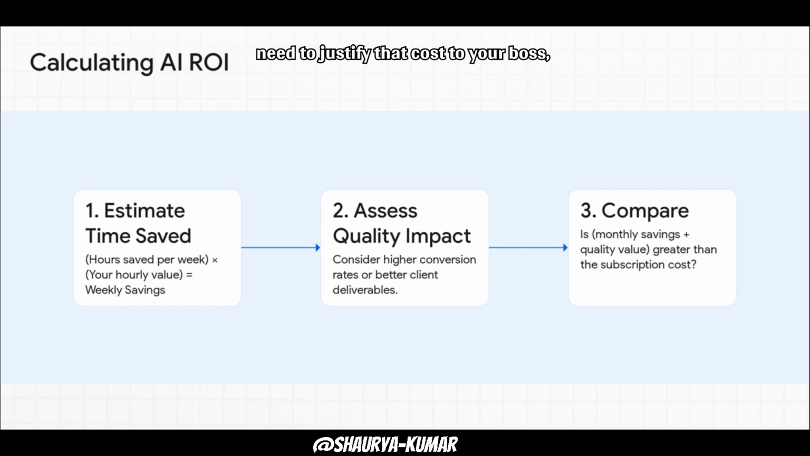And if you need to justify that cost to your boss, or even just to yourself, the math is actually pretty simple. First, just estimate how much time you're saving each week and multiply that by what your time is worth. Then, think about the impact on the quality of your work. From there, you just compare those benefits to the monthly cost. Honestly, if you save just 1 hour a week and your time is worth more than $5 an hour, the subscription has already paid for itself.